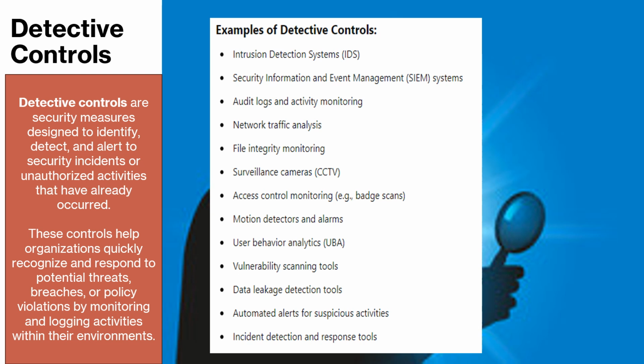Some examples of detective controls may include intrusion detection systems, IDSs and IPSs, security event management systems, or SIEM systems, audit logs and activity monitoring, network traffic analysis, file integrity monitoring, surveillance cameras and CCTV, access control monitoring, motion detectors and alarms, user behavior analysis, UBA, vulnerability scanning tools, data leakage detection tools, automated alerts for suspicious activities, and incident detection and response tools.